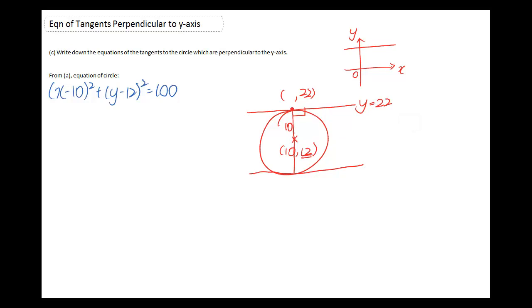With the same idea in mind, the other tangent, which is at the bottom of the circle over here, will be 10 units away from the center of the circle. So comparing the y-coordinate, this point here will be 2. Therefore, the equation will be y equals 2. So these are the equations of the tangents to the circle, which are perpendicular to the y-axis.